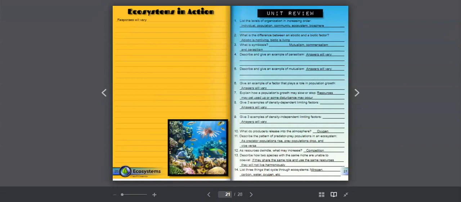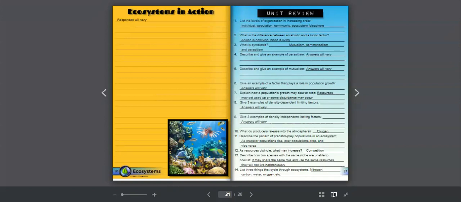Number 7, explain how a population growth may slow or stop. Again, think of the game we played last week. Population growth can be inhibited or stopped if resources are used up, or if there's a disturbance or a weather event that happens.